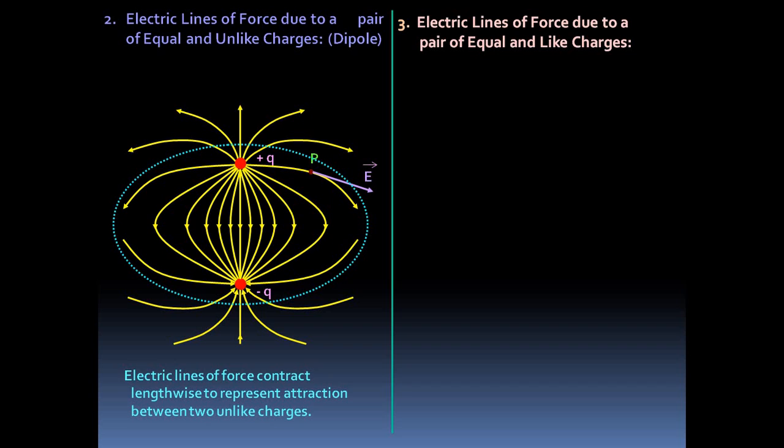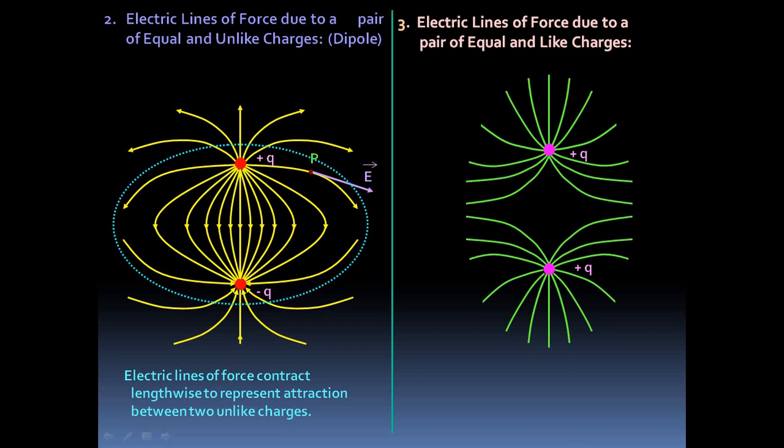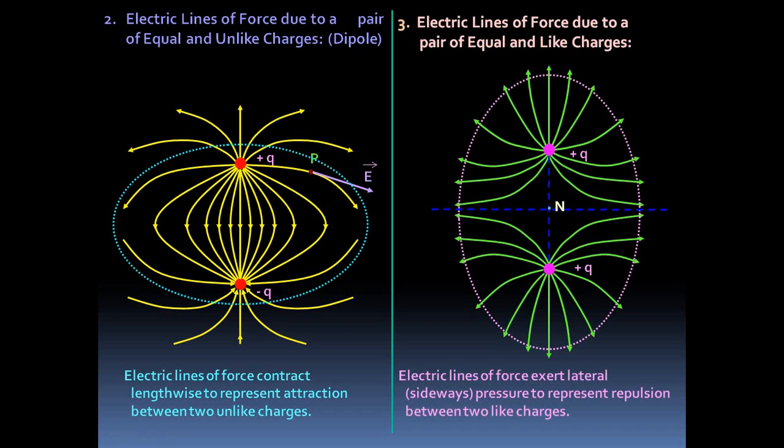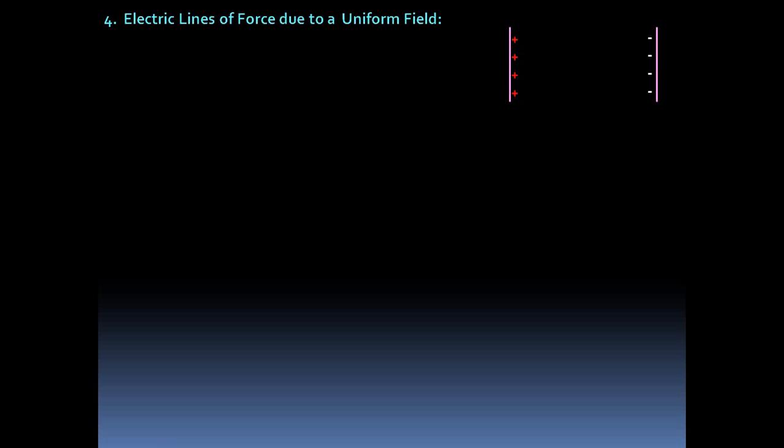Electric lines of force due to a pair of equal and like charges. If they are like charges, then we will find a neutral region in between the two charges, and electric lines of force exert lateral pressure to represent repulsion between the two like charges. Electric lines of force due to a uniform field will be straight ones like this, from positive to negative, from positive to negative, from positive to negative.